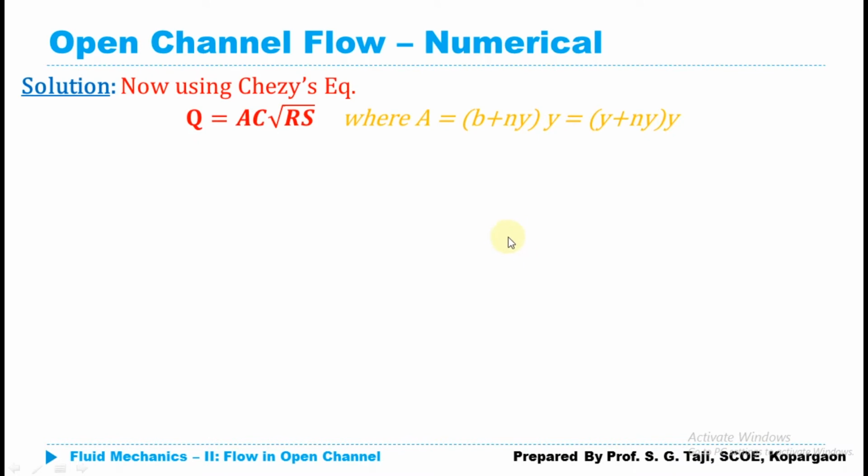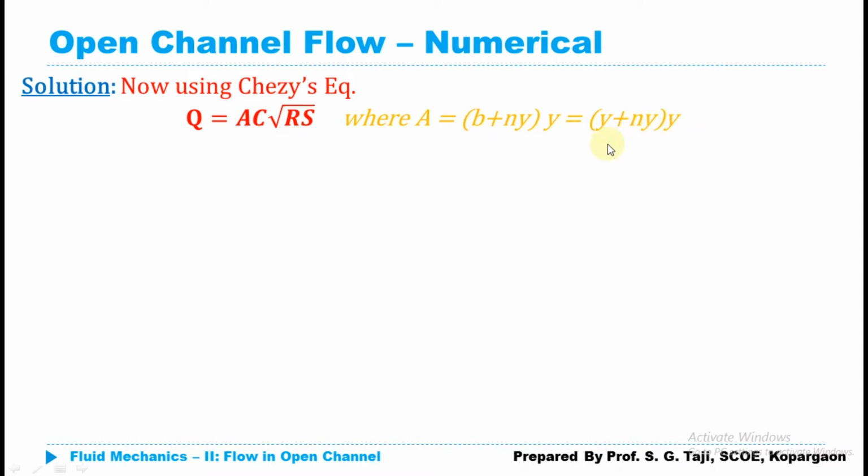Now, as they have given Chezy's constant C, we are going to make use of Chezy's formula, that is Q is equal to A C under root of R S. Why are we using this equation of Q? Because in the numerical they have given the value of Q as 0.5 meter cube per second. So simply put the value of Q equal to 0.5 meter cube per second. C is already given. Now we are going to compute the area. In the case of a trapezoidal channel section, the area is given by (B plus ny) multiplied by Y. So put B equal to Y and n equal to 3 by 4.